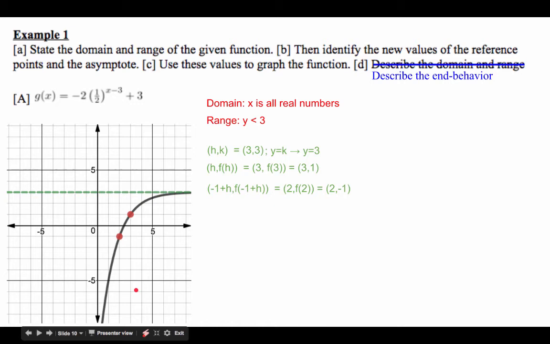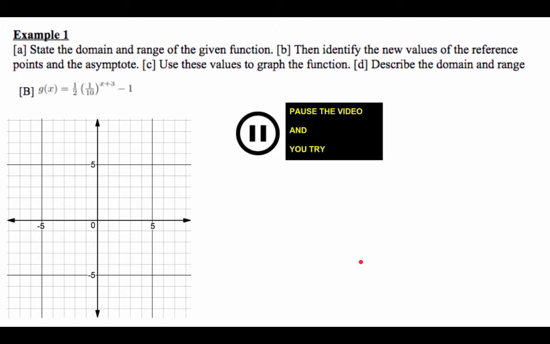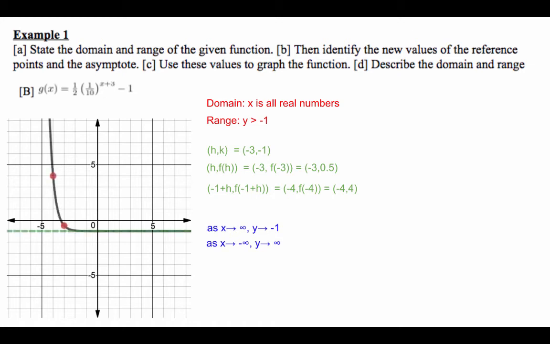Oh, last one, D. Instead of describing domain and range, obviously that was a typo, it says describe the end behavior. Well, as x goes to infinity, y is approaching 3. And as x goes to negative infinity, it's going down to the left, so it's negative infinity. Looks good? All right. Why don't you guys pause the video and give it a shot? Okay, guys, I'll be showing you the answers. And if you got these on yours, you're doing a great job.